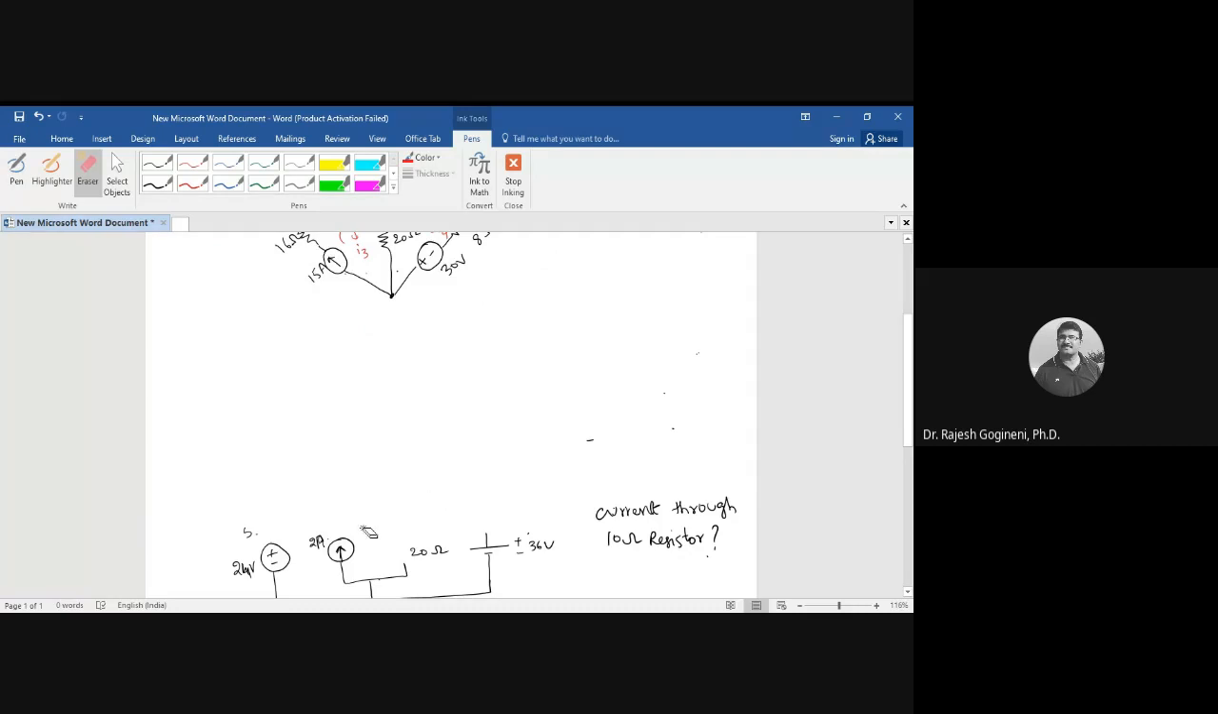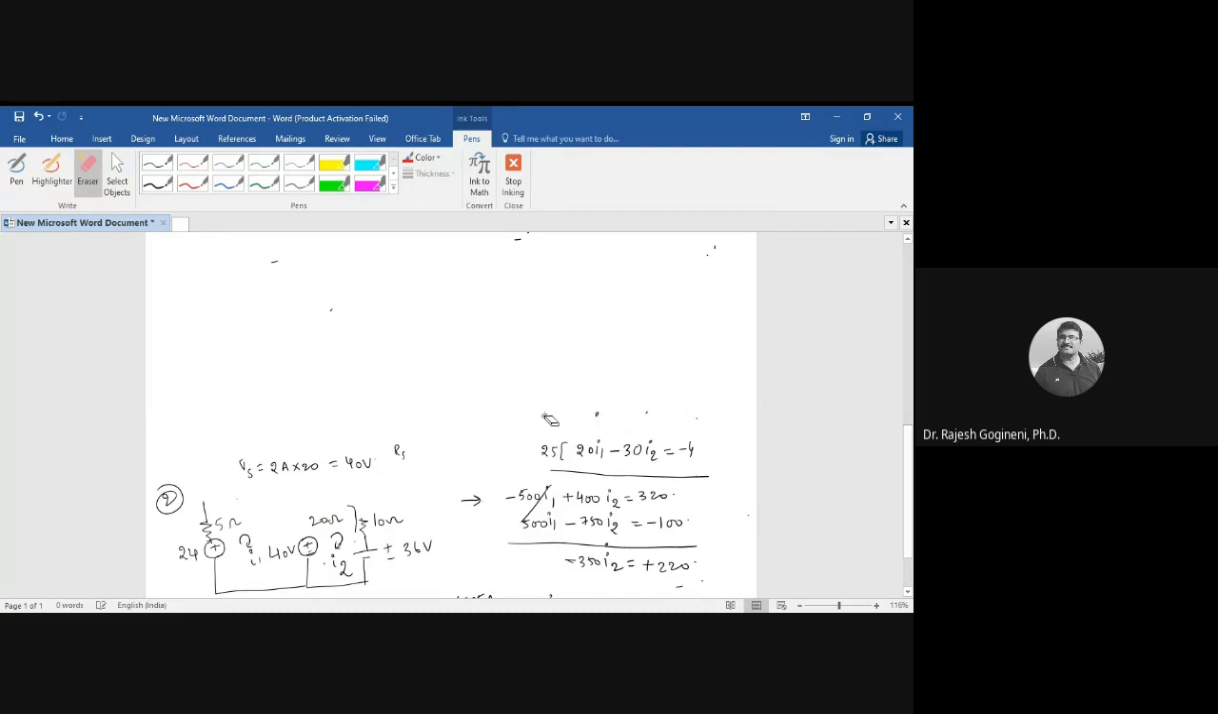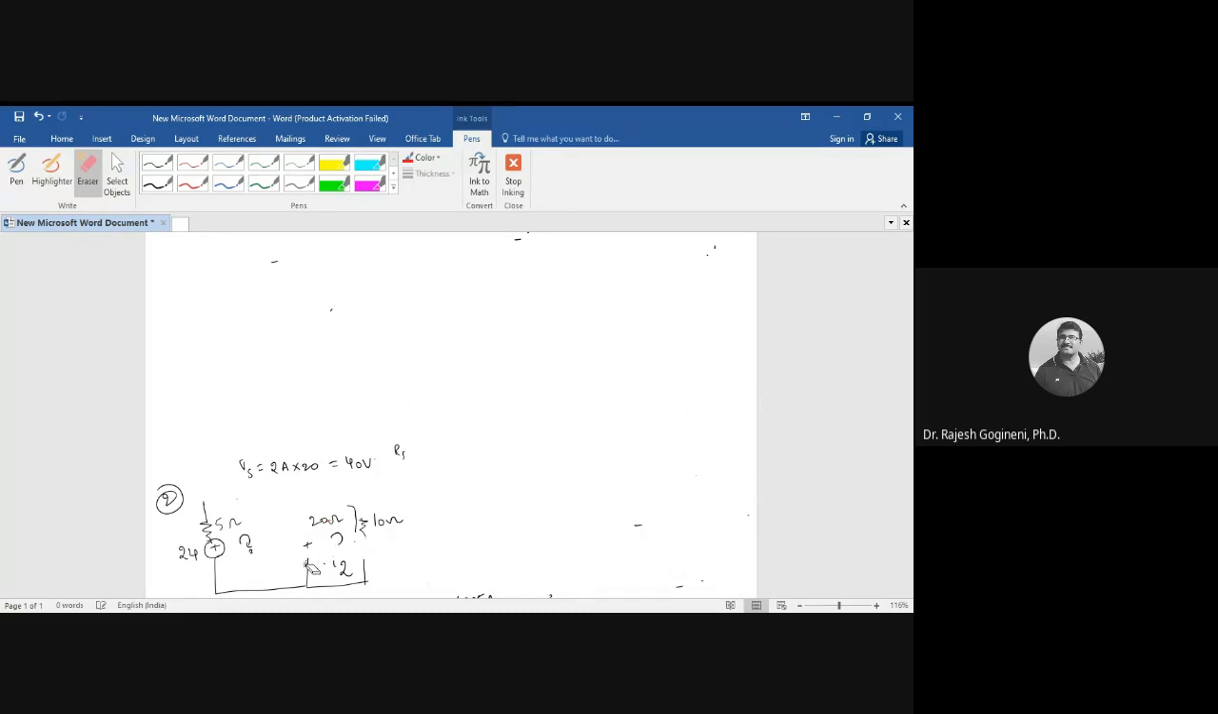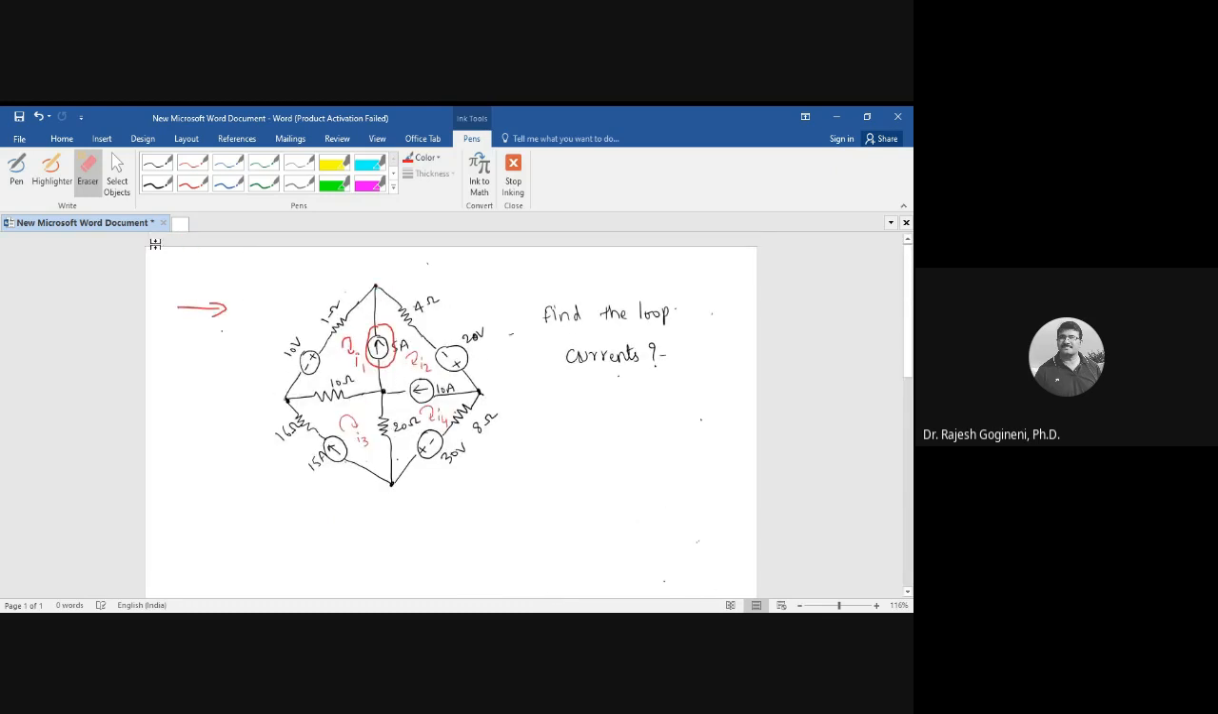So we will get how many KVL equations? Tell me how many? Because of the super mesh, 2 loops can be combined. 1 and 2 can be combined. Similarly, 2 and 4 can be combined. Outer loop, this 15 can be neglected.